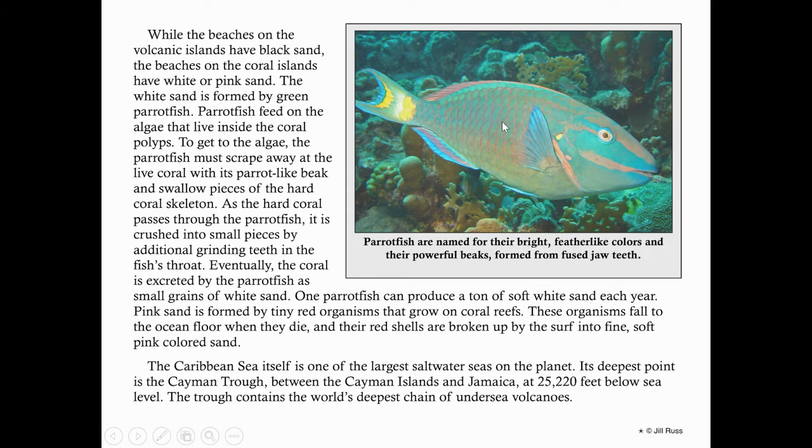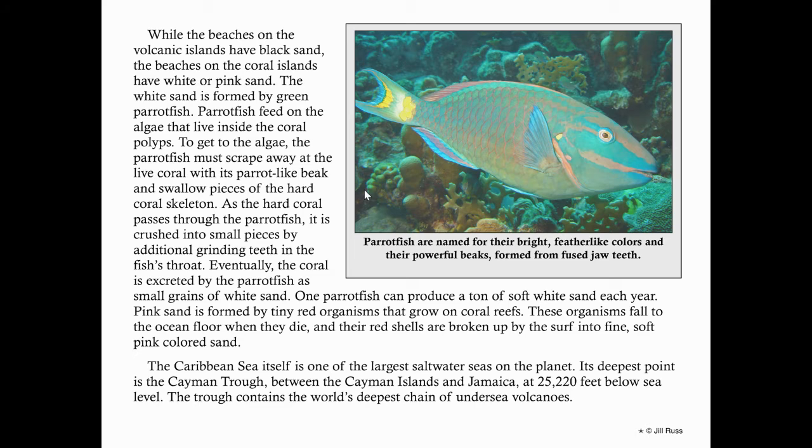As the hard coral goes through the parrotfish, it is crushed up by its digestive system into small little pieces, and grinding teeth in its throat help to do that too. Eventually, the coral is excreted by the parrotfish as small grains of white sand. One parrotfish can produce a ton of soft white sand each year. That's really cool that the white sand comes because of the parrotfish.